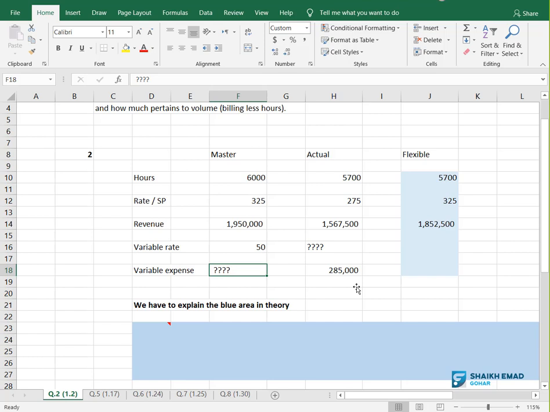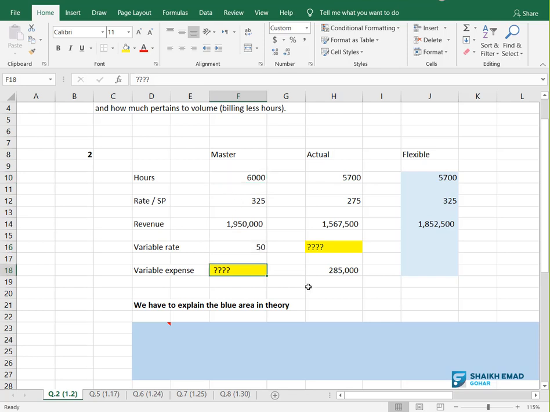Can we calculate this? Okay, I'm making it yellow, and this one also I'm making yellow. We don't know this because this is not given in the question. Very simple, my friends. I know the rate, right? I know the rate and I know the hours. So if I multiply these two, can I get this yellow figure? Here. I will multiply the variable rate with the number of hours.